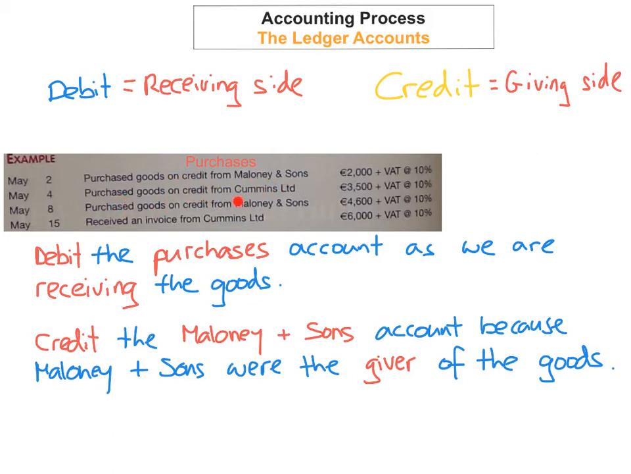For purchase goods on credit from Maloney and Sons, we are going to debit the purchases account and we're going to credit Maloney and Sons. And the last one, received an invoice from Cummins. Don't get confused. Remember, this is just another way of saying purchase goods from Cummins Limited. So we would debit our purchases account and credit Cummins Limited.